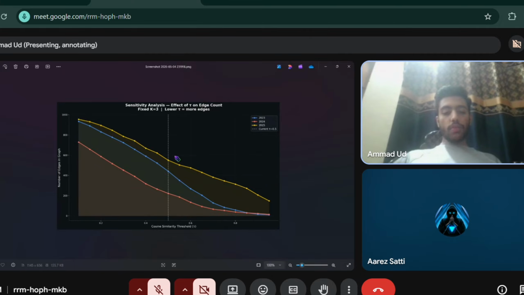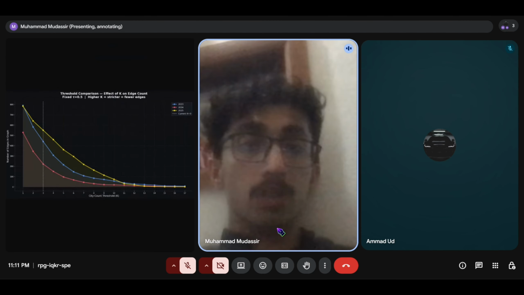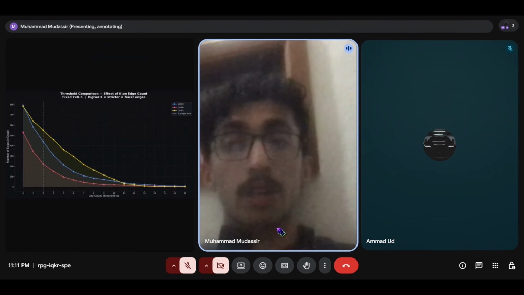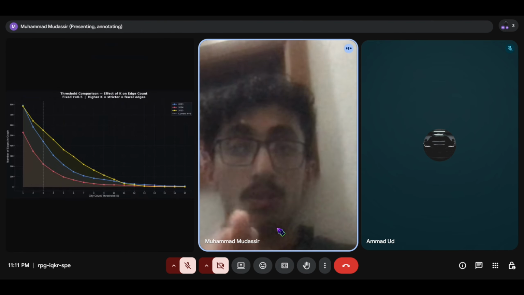2024 has the fiercest, most fragmented price behavior. Our chosen tau of 0.5, marked by the dashed line, sits at a balance point where the 3 years are clearly separated. The city threshold reduces connections. At k equal to 1, we have 800 edges to lose. As k rises, the edge count drops sharply.